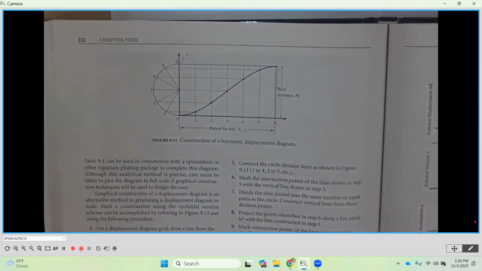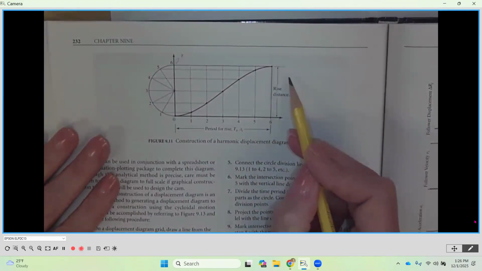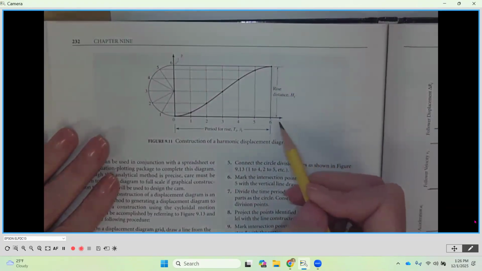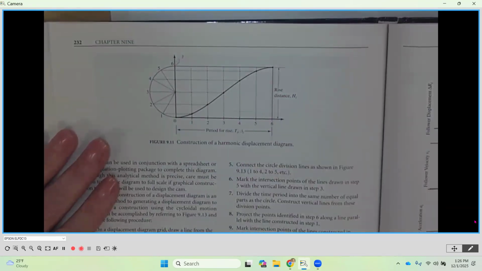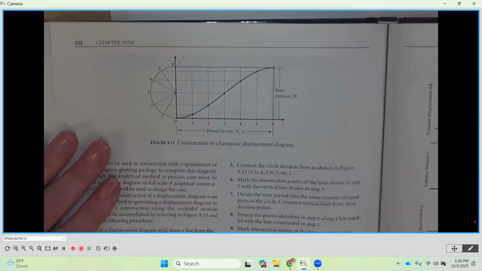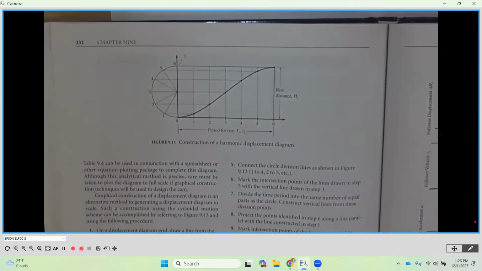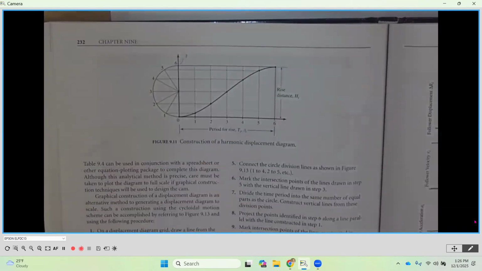The harmonic, in this case, is a rise. If it would be a fall, it would be on the other side, and it would just start with 0 here and then go down to 6 down here in the opposite direction. So that's harmonic motion. Again, one of your assignment problems is going to deal with harmonic motion, so you'll be going back to this illustration to reference the construction.